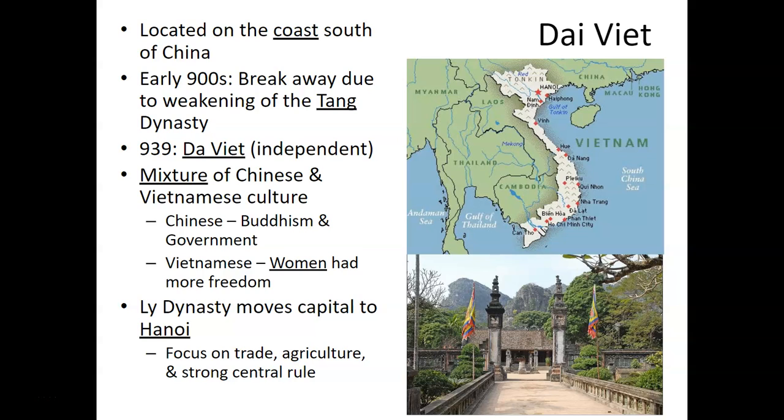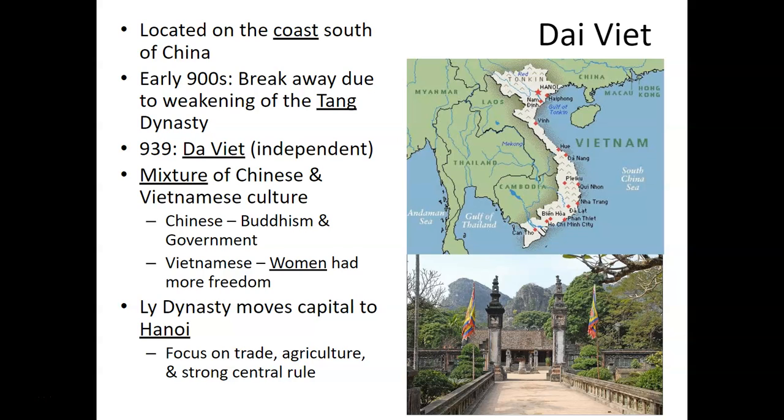Because of the influences of the people living in this area for centuries, and because of being under Chinese control for a significant period of time, the Dai Viet have a mixture of Chinese and Vietnamese culture. So how does this work? Essentially their government and religion come from China. They're Buddhist; they got Buddhism from China. Their government, they just take the system the Chinese had because it worked, and especially for them, being smaller, it can work a little bit easier.